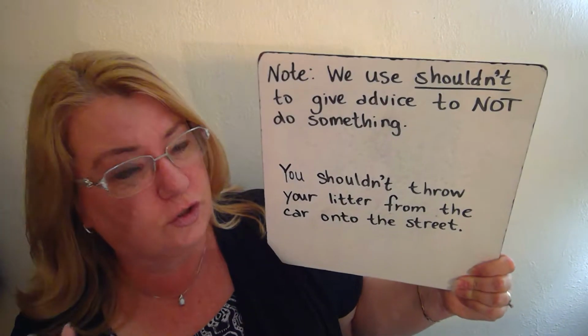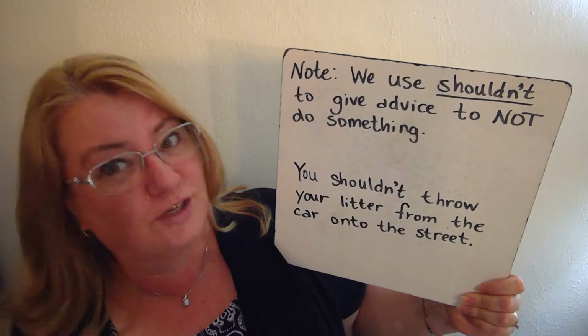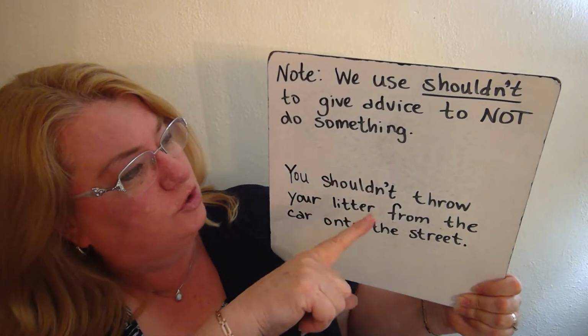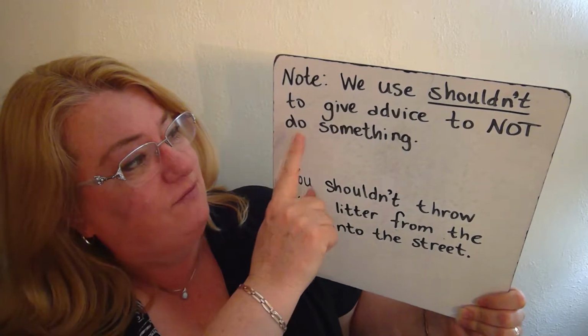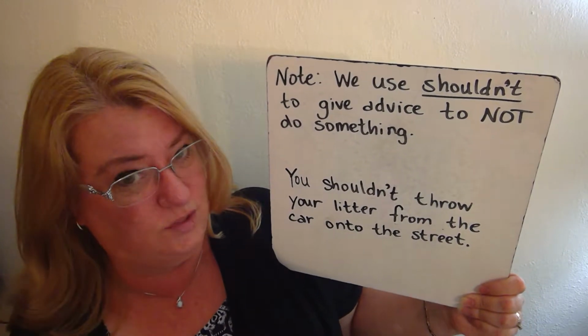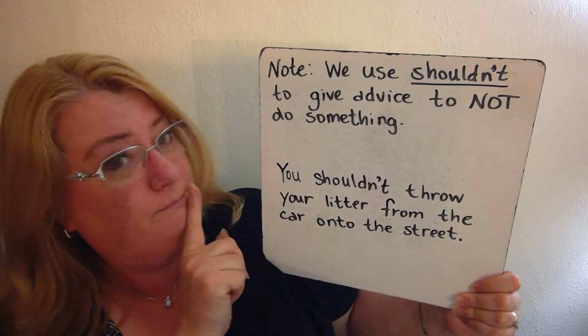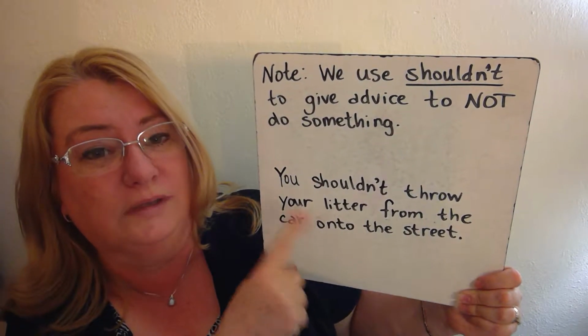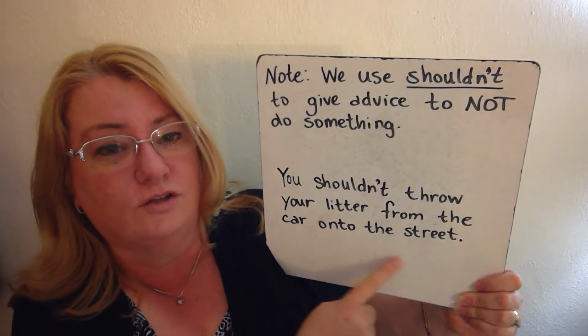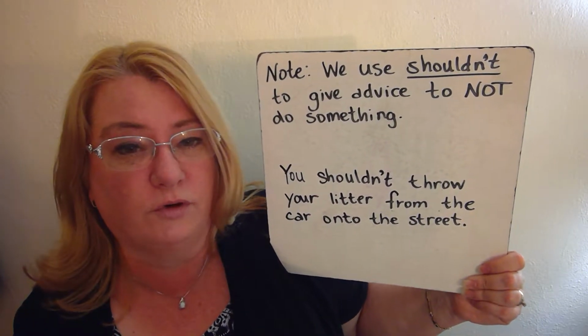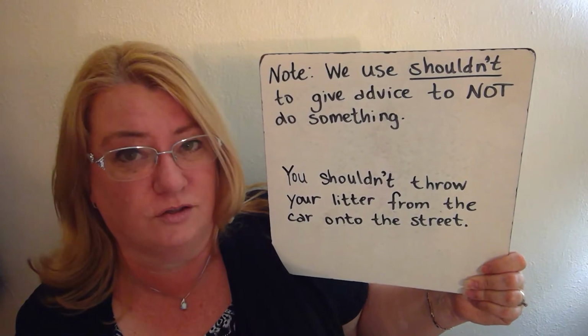And then we can look at a note about using shouldn't or should not. We use shouldn't or should not to give advice to not do something. So here's an example. You shouldn't throw your litter from the car onto the street. Here's an advice of something that you should not do. It's one way that we can use shouldn't.